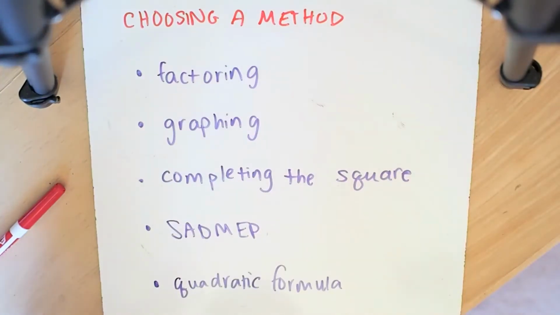By now we've talked about several different ways of solving quadratic equations: factoring, graphing, completing the square, SADMAP, and the quadratic formula. So any of these are valid ways of solving equations that have ax squared plus bx plus c. But how do we know which is the most effective way to solve right off the bat? Let's talk about how we identify the best way to solve a quadratic equation in each situation.